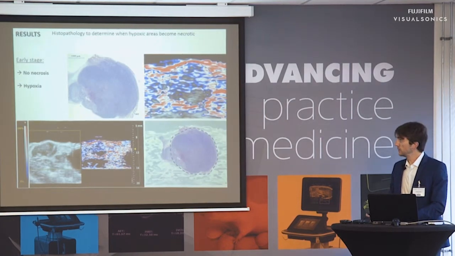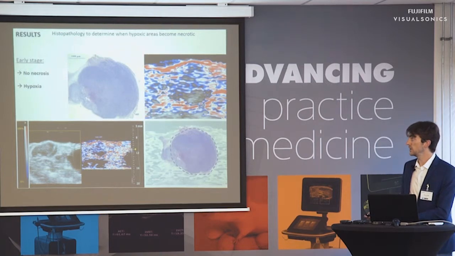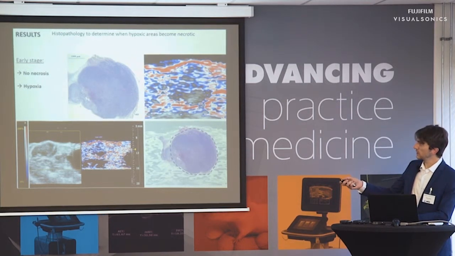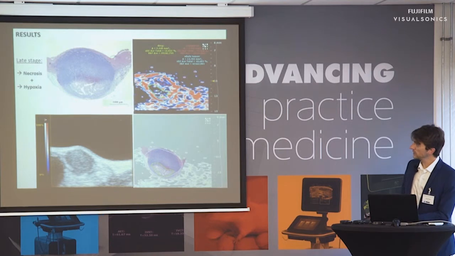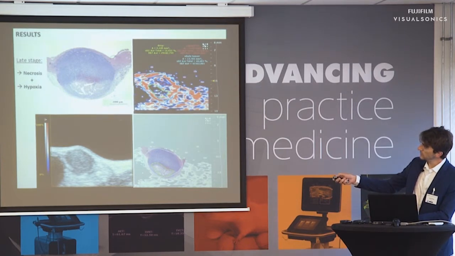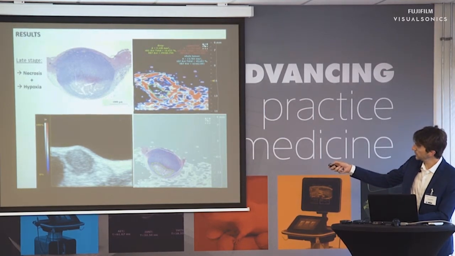We compared our photoacoustic results with histopathology with hematoxylin eosin staining. At an early stage, there is no necrosis, but we observe hypoxia inside the tumor. And with a later stage, we can see necrosis inside the tumor corresponding to a hypoxic area in photoacoustic, but also a non-necrotic area corresponding to a hypoxic area inside this tumor.